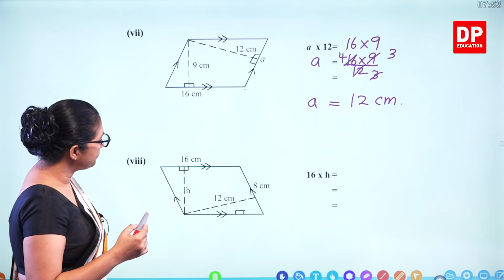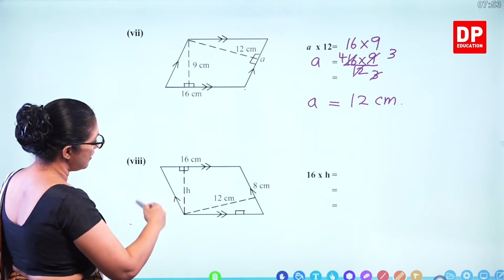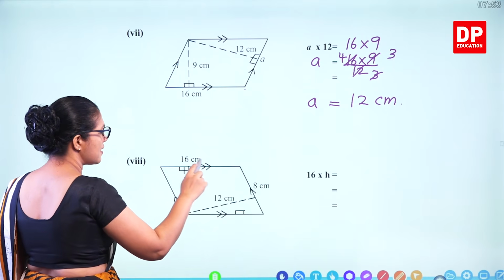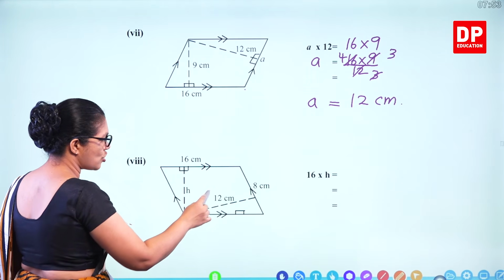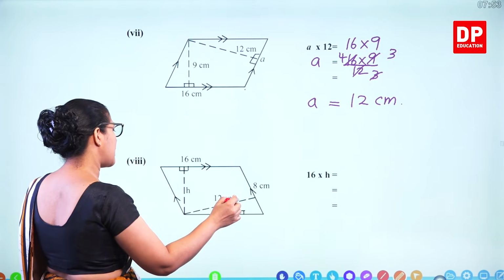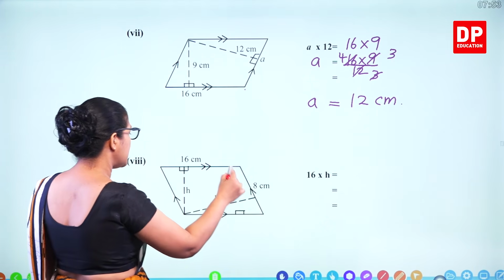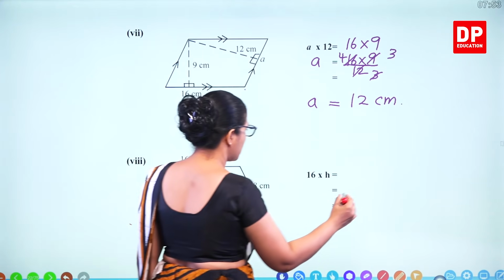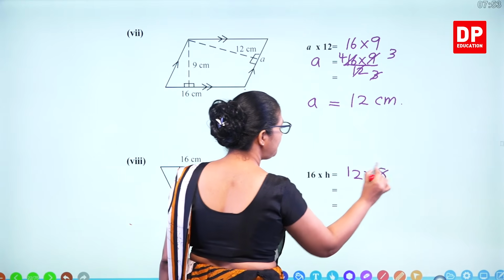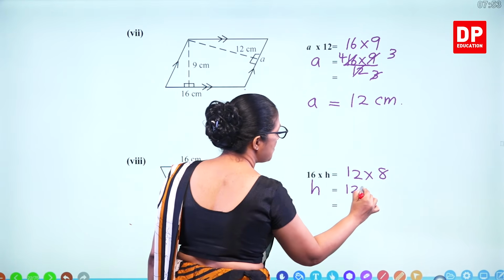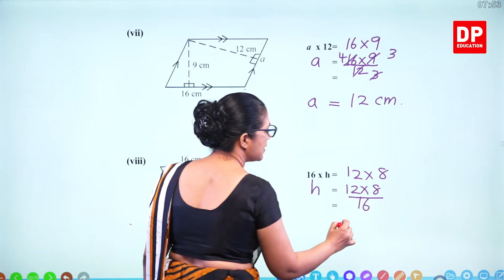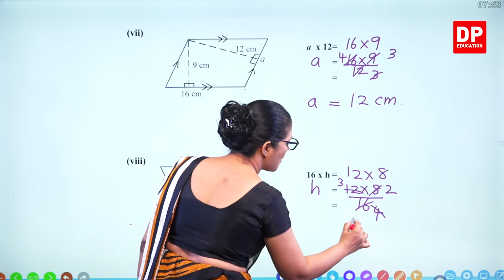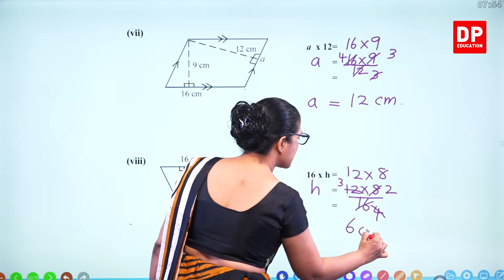Now look at this one. Again, this is a parallelogram. You need to find out H. If you take base as 16, the perpendicular height is H. So that's the same as if you take the 8 as the base and this is the perpendicular height, you get 12 times 8. So what's H? 12 times 8 divided by 16. 4 times 2, 4 times 4 and 4 times 3 here. 3 times 2, 6 centimeters.